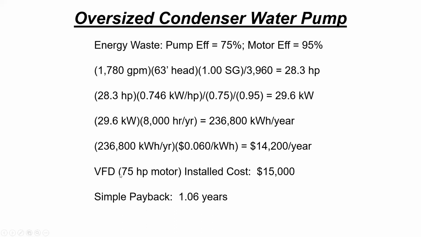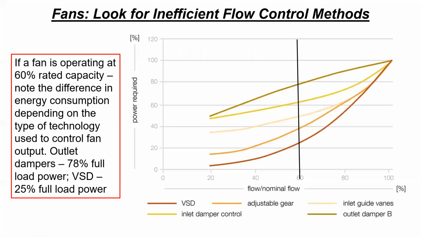The cost for a VFD, roughly $200 per horsepower, having it installed, is around $15,000. So in about a year, it pays for itself. So a simple payback period is around 1 year. Depending on the way we control the flow, the savings are different.